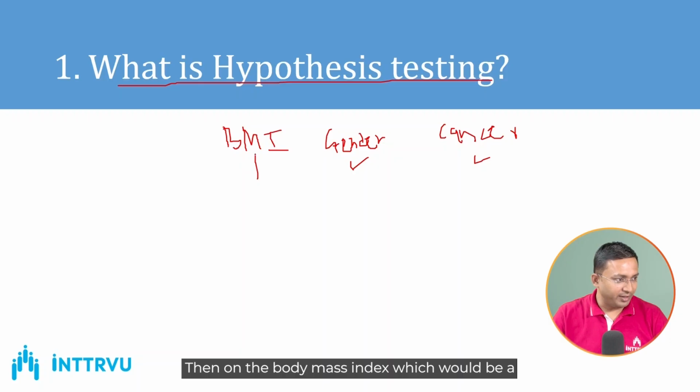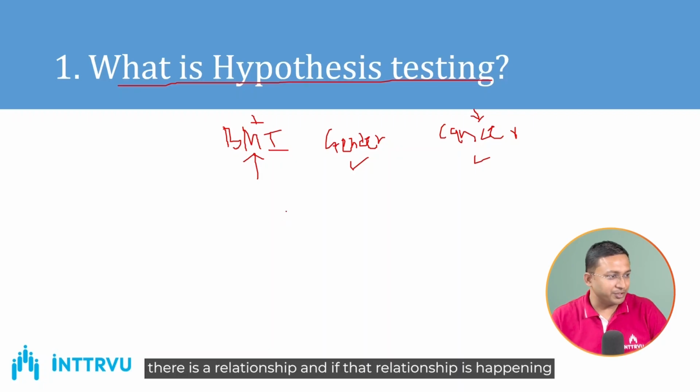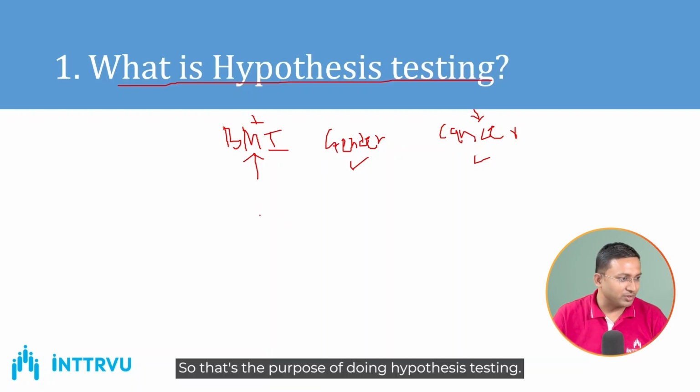Then the body mass index would be a numerical variable. So if you want to find out the relationship between a numerical variable and the output, which is in the form of a categorical variable, you can use a t-test in this case. So hypothesis testing is basically used for identifying whether there is any relationship, and whether that relationship is happening by chance or it's a true relationship. So that's the purpose of doing hypothesis testing.